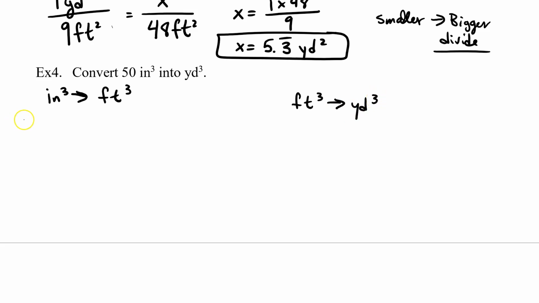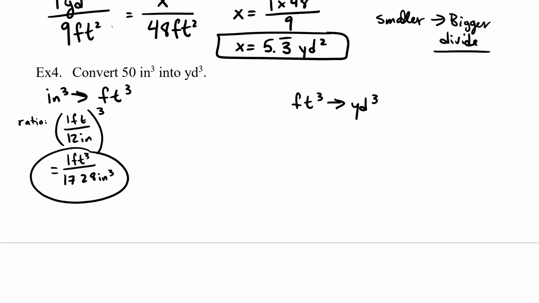So first of all, let's figure out what the ratio is. So I know that 1 foot is 12 inches. But it's a cubic, okay? It's a volume, so it's raised to the power of 3. So that means that it's going to be 1 foot cubed is the same thing as 12 cubed. I'm just taking out my calculator here, and it is, I should have remembered that, 1728 inches cubed.